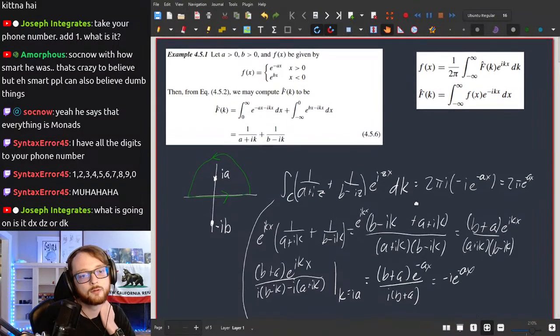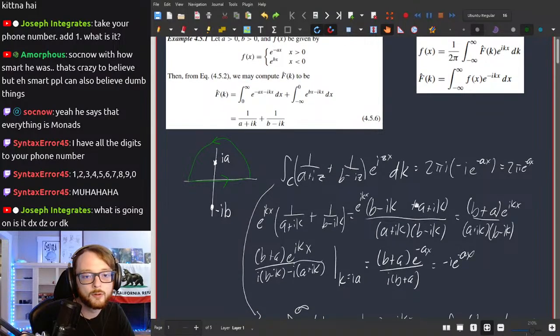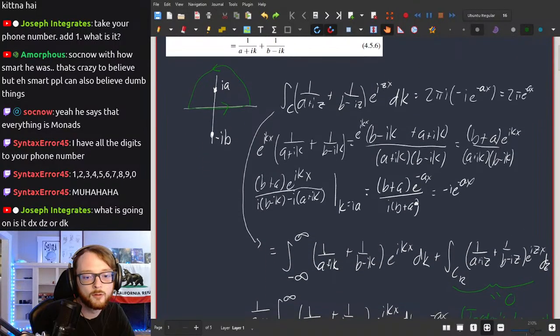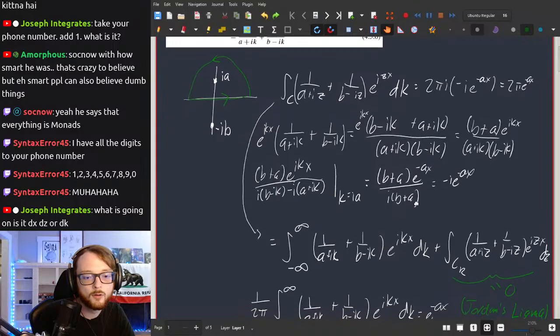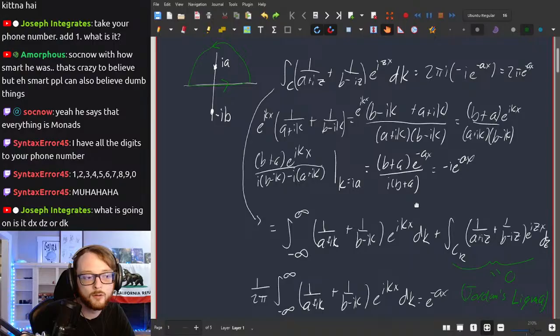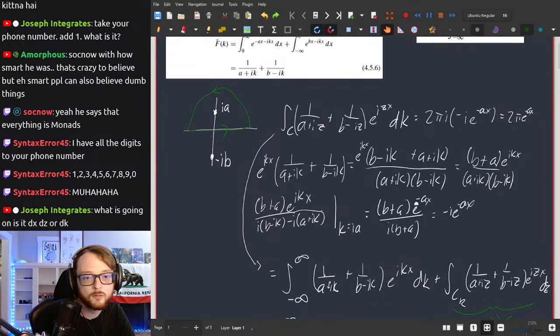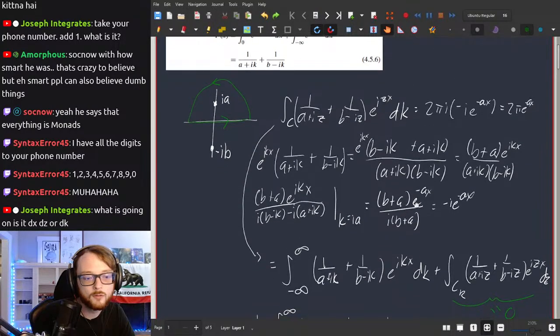So this result is only supposed to be true if x is greater than 0. And so when did we assume that x is greater than 0 in this work? I don't know.